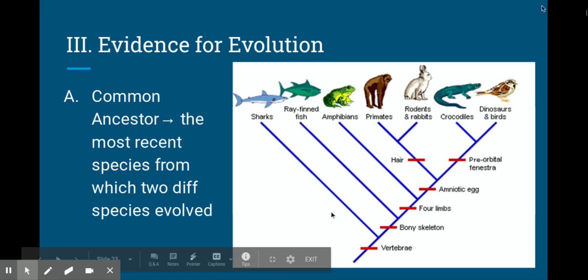So you can see here that primates and rodents have a common ancestor right here. And then if you go even farther back, maybe we have a common ancestor with crocodiles and dinosaurs. And if you go even farther back, we have a common ancestor with amphibians. Okay. So common ancestor is just what we call the most recent version of that animal where two different species came from.